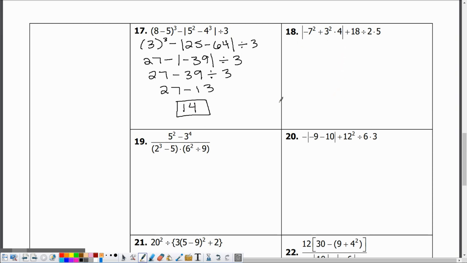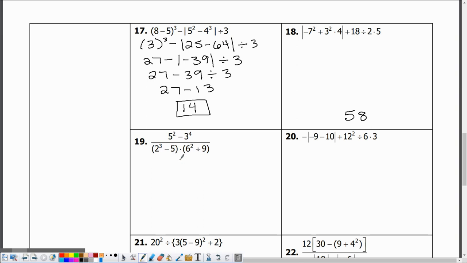Okay, so I'm going to have you try, let's do 18, 19, and 20. So pause the video and try those ones. All right, for 18, once you do all of your work here, you should get an answer of 58. For 19, you should get an answer of negative 14 over 3. You can leave your answer as a fraction. It's going to keep it the most exact.